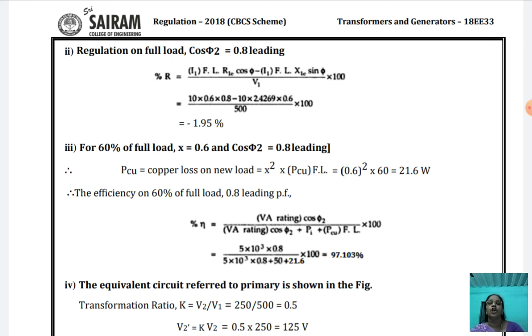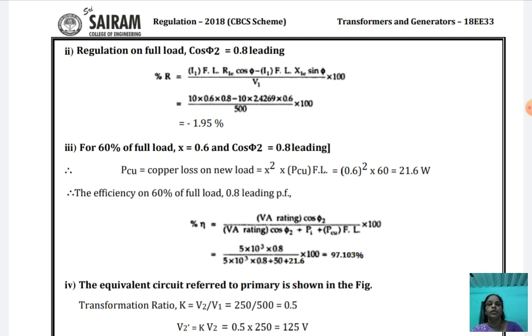So therefore, copper loss for 60% of full load, the formula is X squared into full load copper loss. So X squared means 0.6 whole squared into full load copper loss 60, we are getting 21.6 watts. Now we calculate efficiency at 0.8 power factor leading on 60% of the full load.